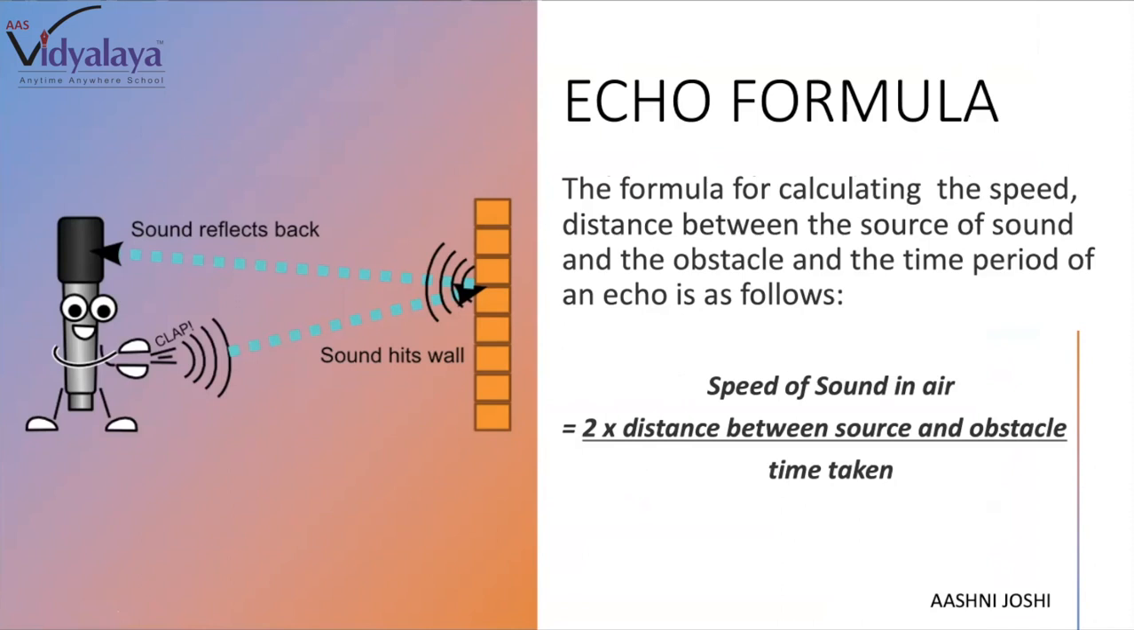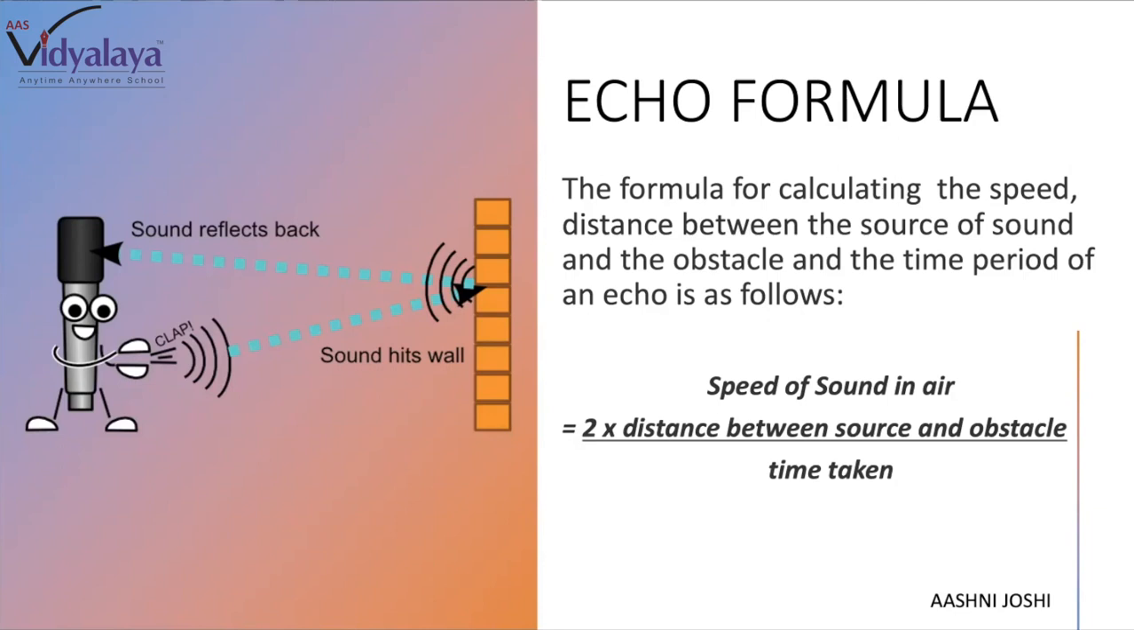So I'm just going to read the sentence again so that you all completely understand it. The formula for calculating the speed, this refers to the speed of the sound wave, distance between the source and the obstacle, and the time period for an echo. Now, time period is basically if I produce a sound wave, it goes to an obstacle and it returns. So the total amount of time taken for this entire process refers to the time period of the echo. So this is the formula: speed of sound in air equals 2 into distance between source and obstacle divided by time taken. Now, you may wonder, why is the 2 here?